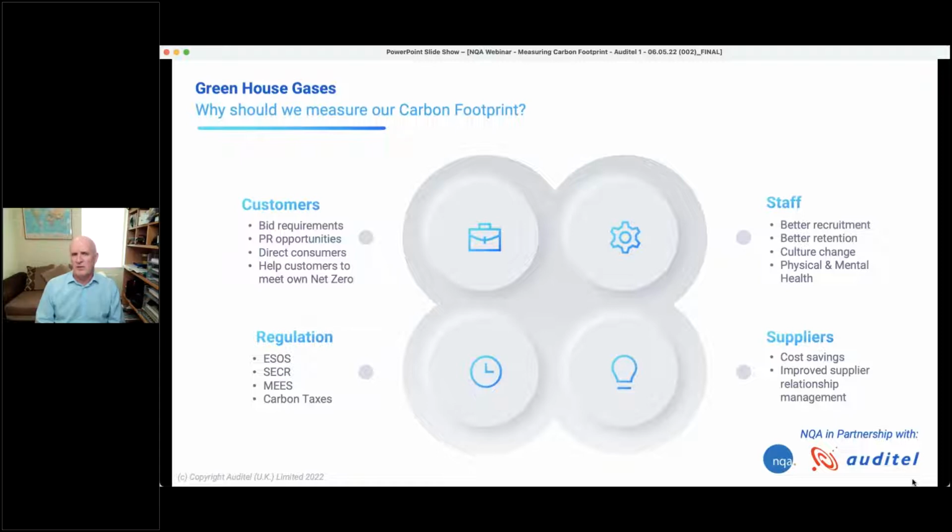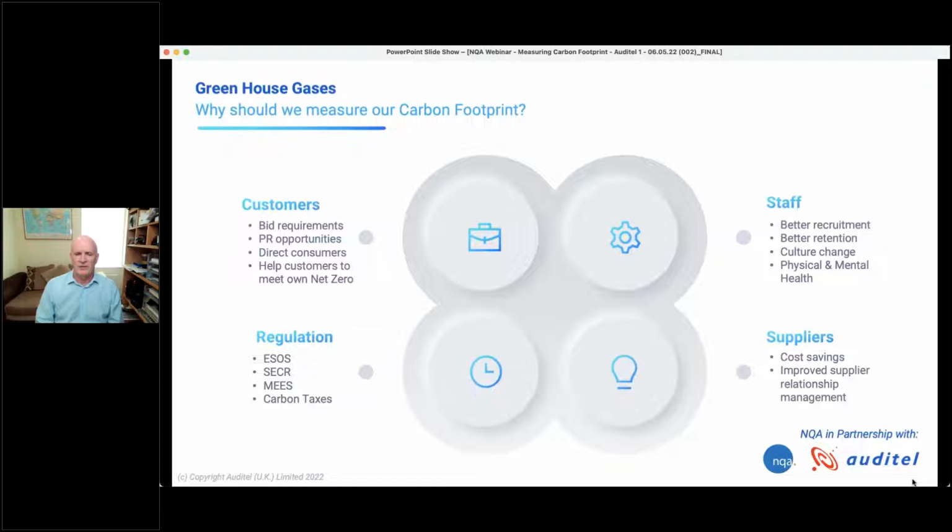Other benefits are around staff recruitment and retention. There is a whole raft of people out there who have heavily bought into this agenda, and they're now choosing who they wish to work for based on that company's ESG policies, based on their green credentials, or their ethics and values. Now, if you're not doing something about it, that's a talent pool that you could be losing out on, not least to your competitors. So there are benefits to your staff.